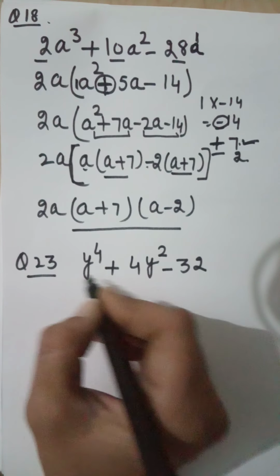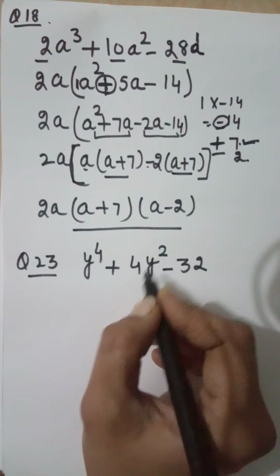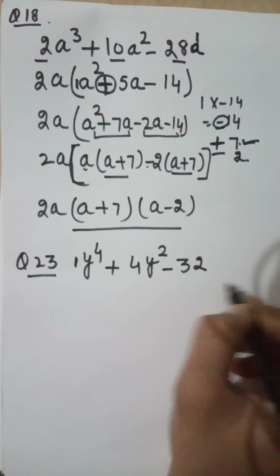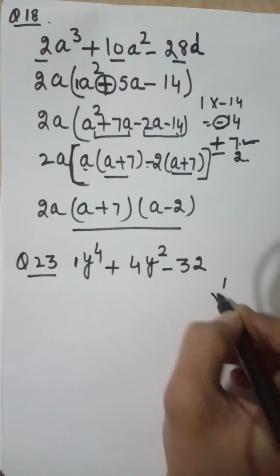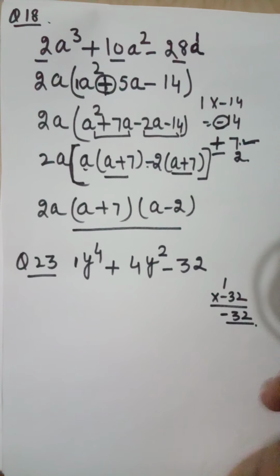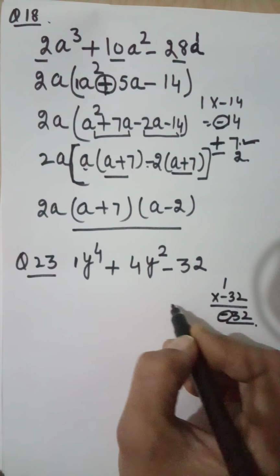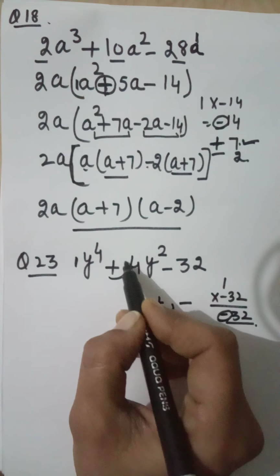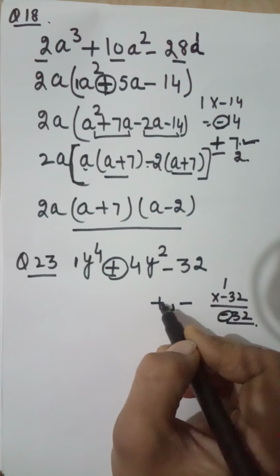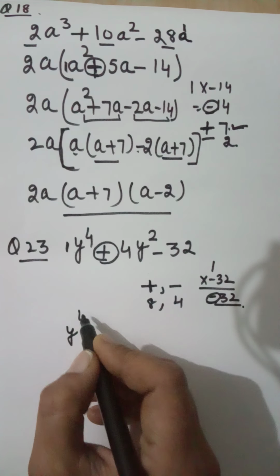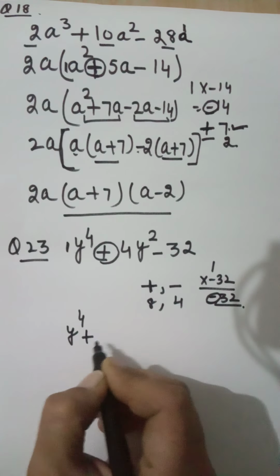Now question number 23, y4 plus 4y square minus 32. Now first and last term, 1 into minus 32, you will get minus 32. So if the product is negative, you will take one positive sign and one negative sign. Now the middle term is plus, so you will give plus sign to the bigger term. Now break. Now we write y4 plus 8.